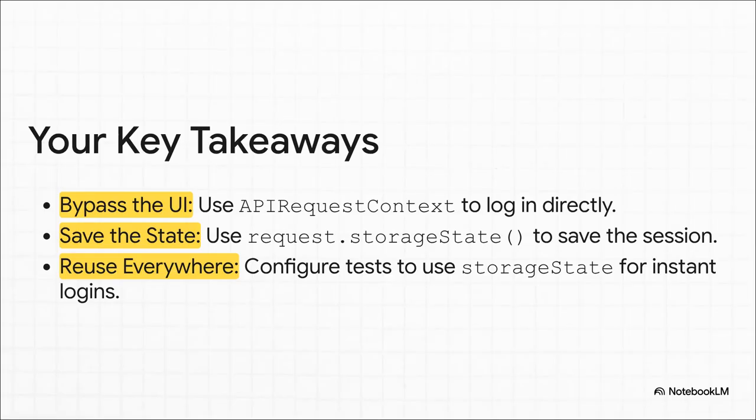So if you only remember 3 things from all this, let it be these. 1. Bypass the UI. Use APIRequestContext for direct fast logins. 2. Save the state. Use request.storageState to save that authenticated session into a file. And 3. Reuse everywhere. Configure your test to use that state file for instant logins while keeping them perfectly isolated.